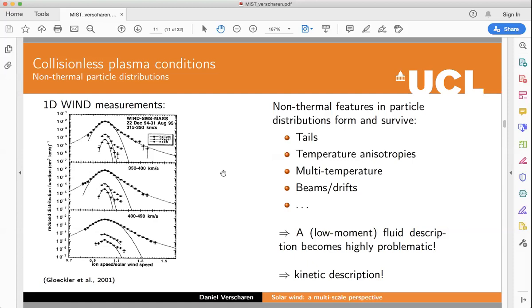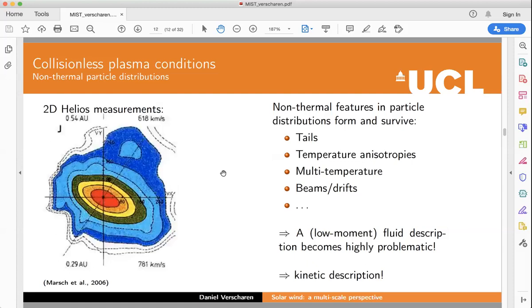We can also look at 2D distributions now. Remember, the Maxwellian case was just circles, but we really don't see circles in the solar wind. So here are these famous measurements taken with Helios of 2D velocity distributions, right? As I said, if they were Maxwellian, they would be circles, but they are not. We see they are elongated in this direction. This is what we call a temperature anisotropy, right? So this line here shows the direction of the magnetic field. And you see the distribution is wider in this direction than in that direction.